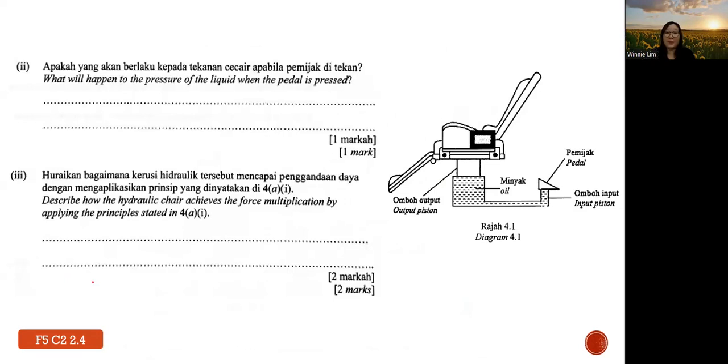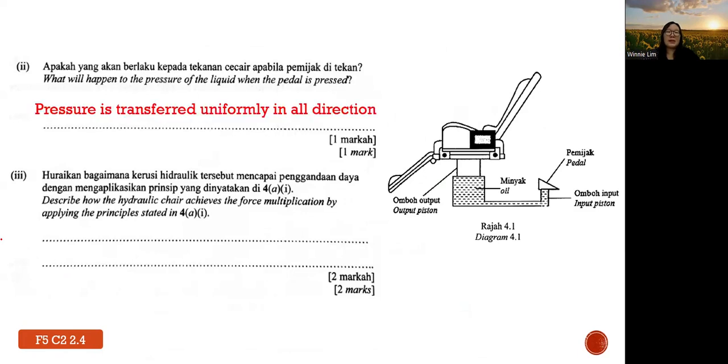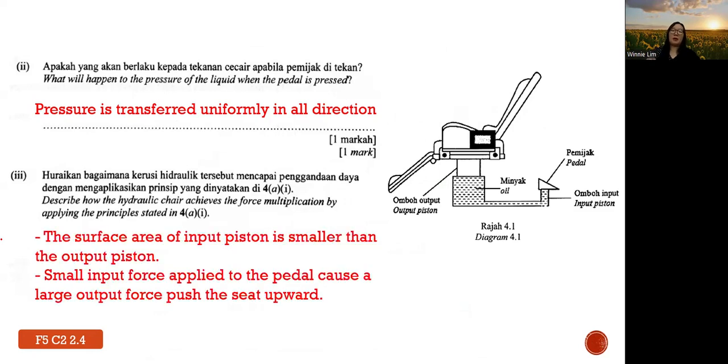So based on the definition of Pascal's principle, as you know, when pressure is applied, the pressure is transmitted uniformly. So that's why, the keyword, you must say it is transmitted uniformly in all directions. Then how does the hydraulic chair achieve force multiplication by applying the principle stated in 4A1? So basically, the difference is due to the surface area. So for information, pressure is the same, but the difference is the surface area of the piston and also the force applied.